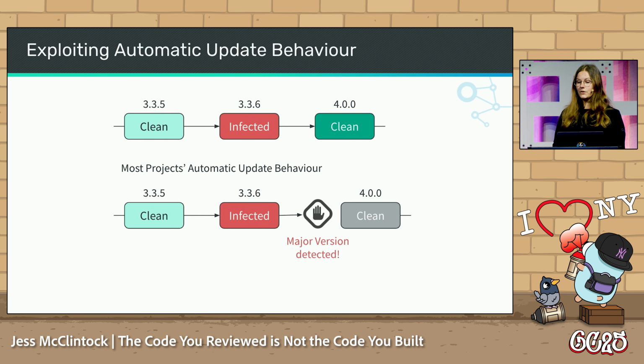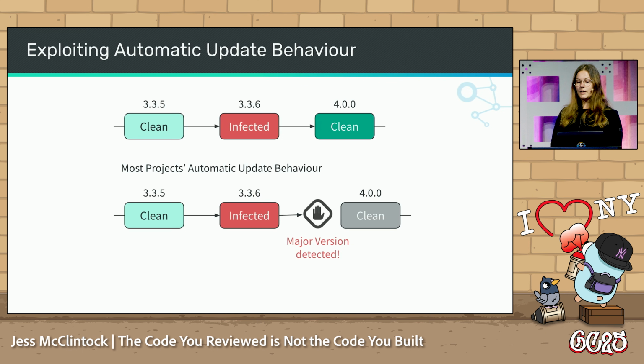But that's not nearly the most interesting part of the attack. After releasing an infected version 3.3.6, a week later, the attacker removed the malicious dependency and published a new, clean version, 4.0.0. Why? Because of how versioning works in NPM, most projects that depend on EventStream would automatically update to the minor version change, the infected version, but they would not automatically update to the new major version.